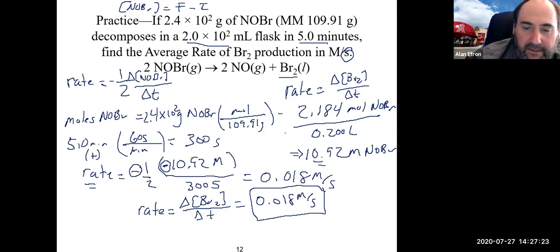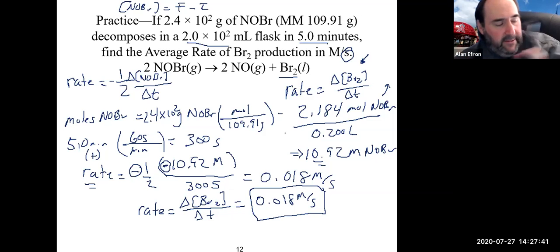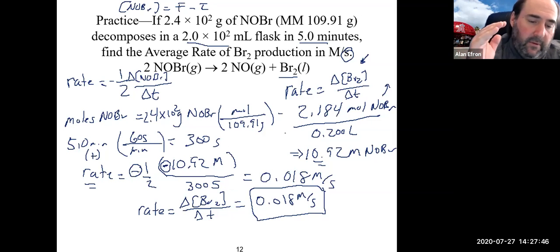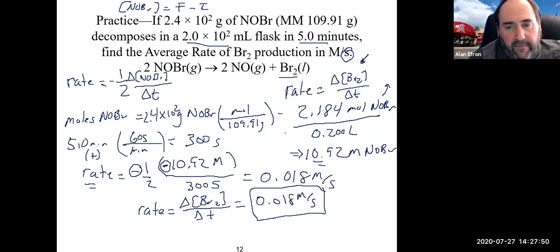And again, a reminder that, like I said before, from this part, you could have just done the mole-to-mole relationship between the NOBr and the Br2 and then plugged it into here, and you would get the same answer. So again, on these problems, you can do the stoichiometry part separately if you want, or if you do the 1 over the coefficient, it combines it for you and takes care of the stoichiometry part for you.